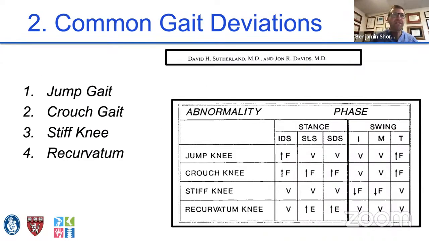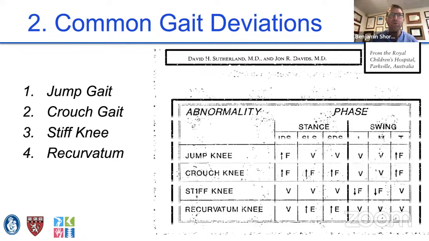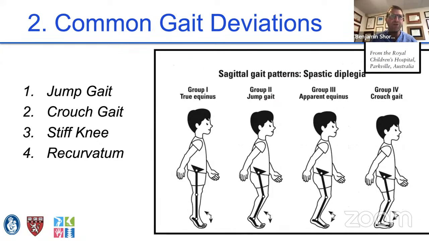Now, when we think about gait deviation, Sutherland and John Davids first described these 4 different gait patterns: jump knee, crouch knee, stiff gait, and recurvatum. And what they broke down is that through the stance and swing phase, there were variable abnormalities seen in terms of flexion and pathophysiology.